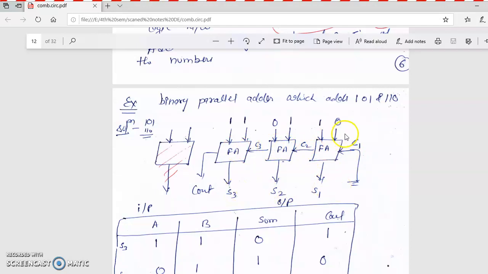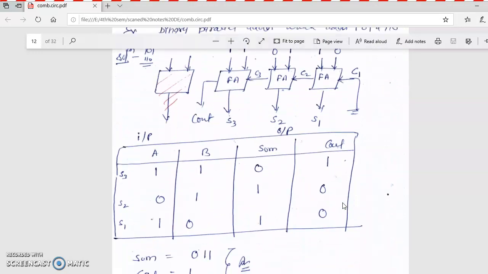First of all, we add the lowest bit, the LSB, and this is the MSB. The LSBs are 1 and 0. 1 plus 0 gives sum 1, no carry, so C2 is 0, and we proceed to the next full adder. Next, 0 plus 1 is also sum 1, and then 1 plus 1 gives output 0 and carry 1. So the carry is 1 but the sum is 0 1 1.